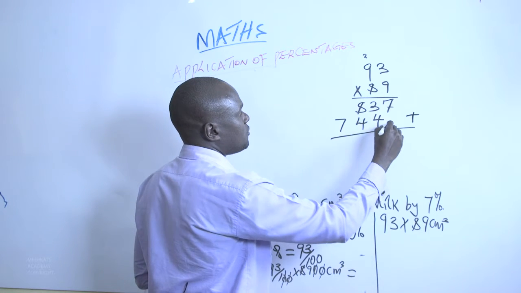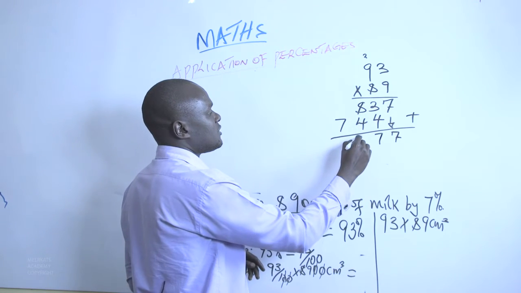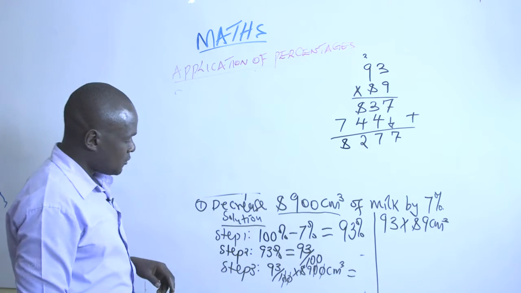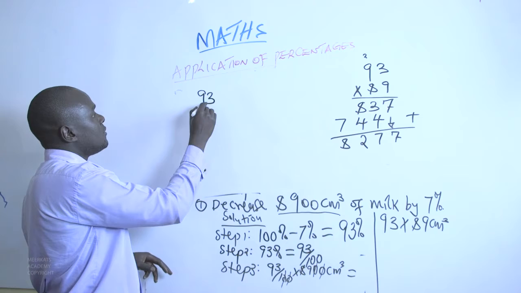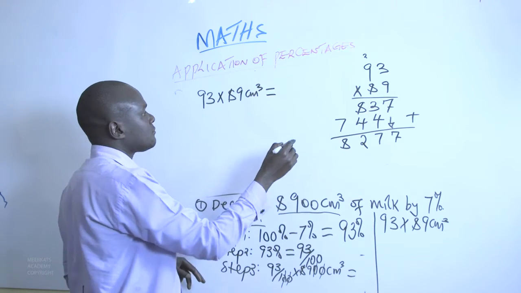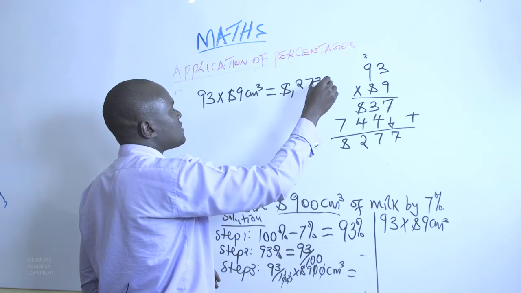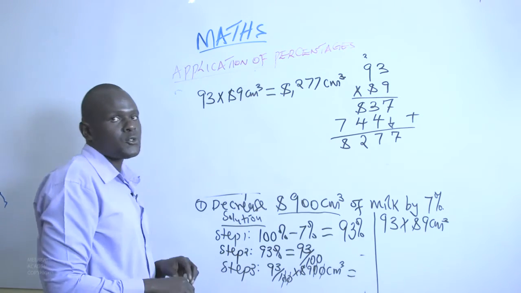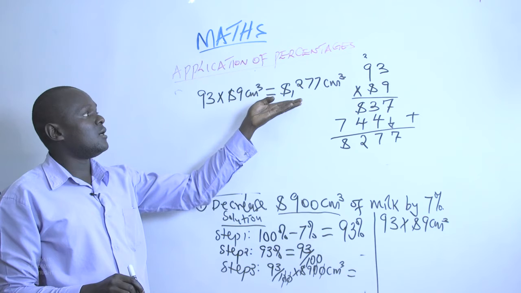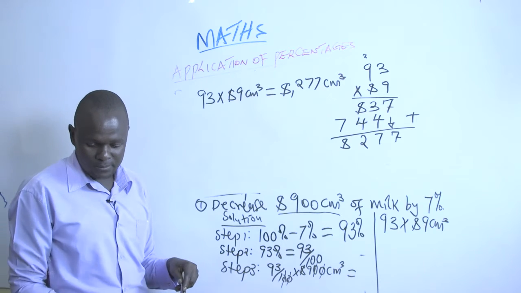Then we proceed with normal addition. This will be 7, this will be 7, this will be 8 plus 4, it will give us 12. We write 2, carry 1, 7 plus 1, it will give us 8. So we are saying that 93 multiplied by 89 cubic centimeters will actually give us 8,277 cubic centimeters. So a reduction of 7% on 8,900 cubic centimeters will lead us to 8,277 cubic centimeters.